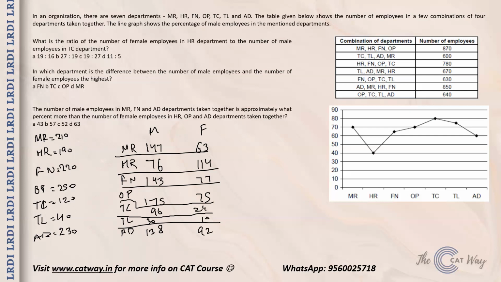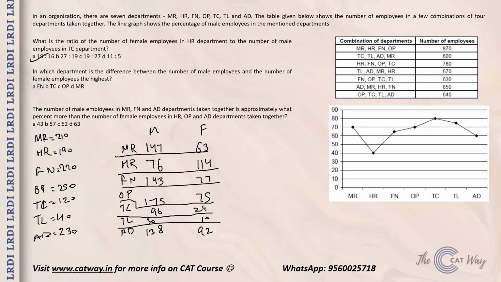So first is, what is the ratio of female in HR to male in TC? Female in HR is 114, male in TC is 96. So 114 divided by 96 is basically equal to 19:16. So what do you get? Option number A is the right answer.